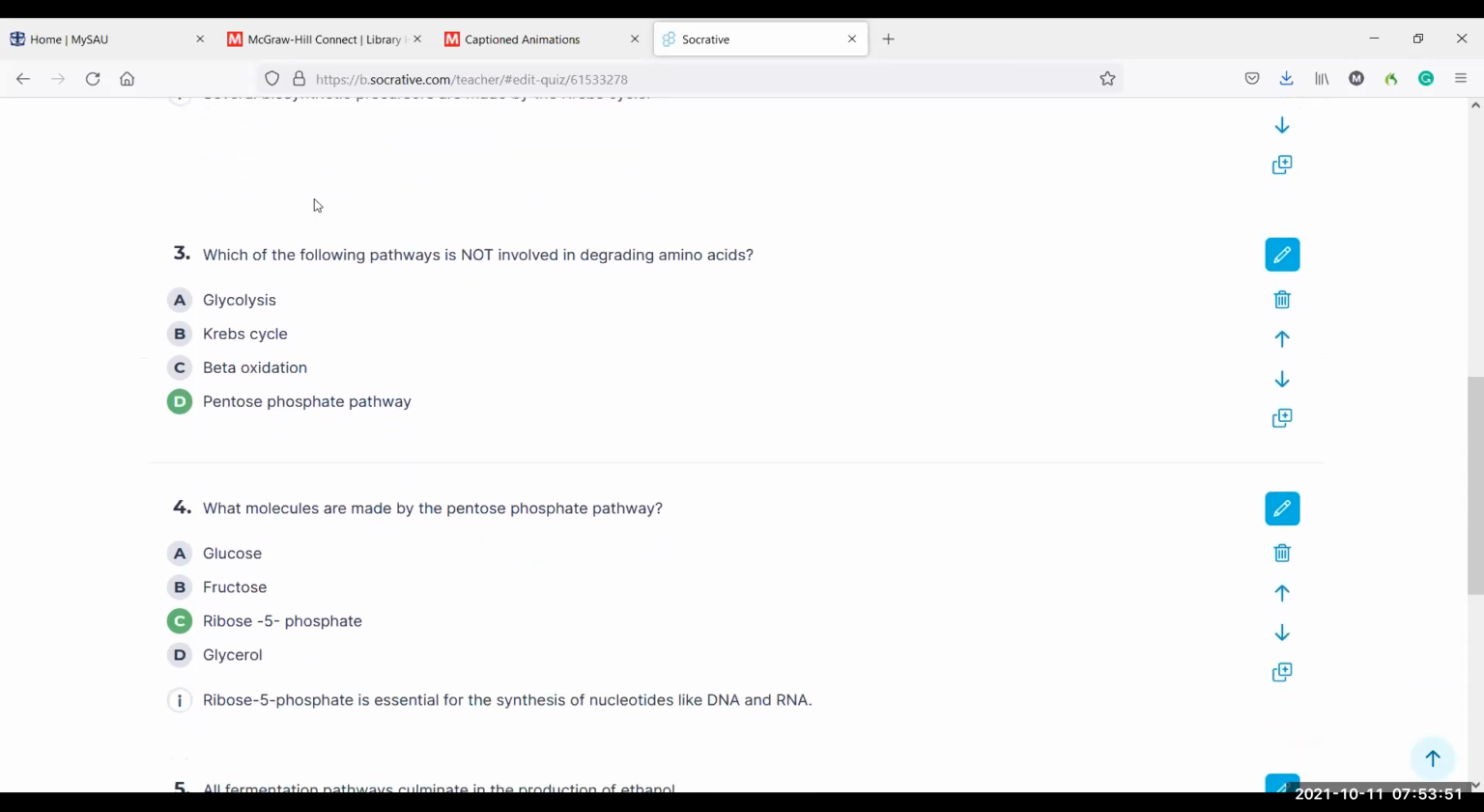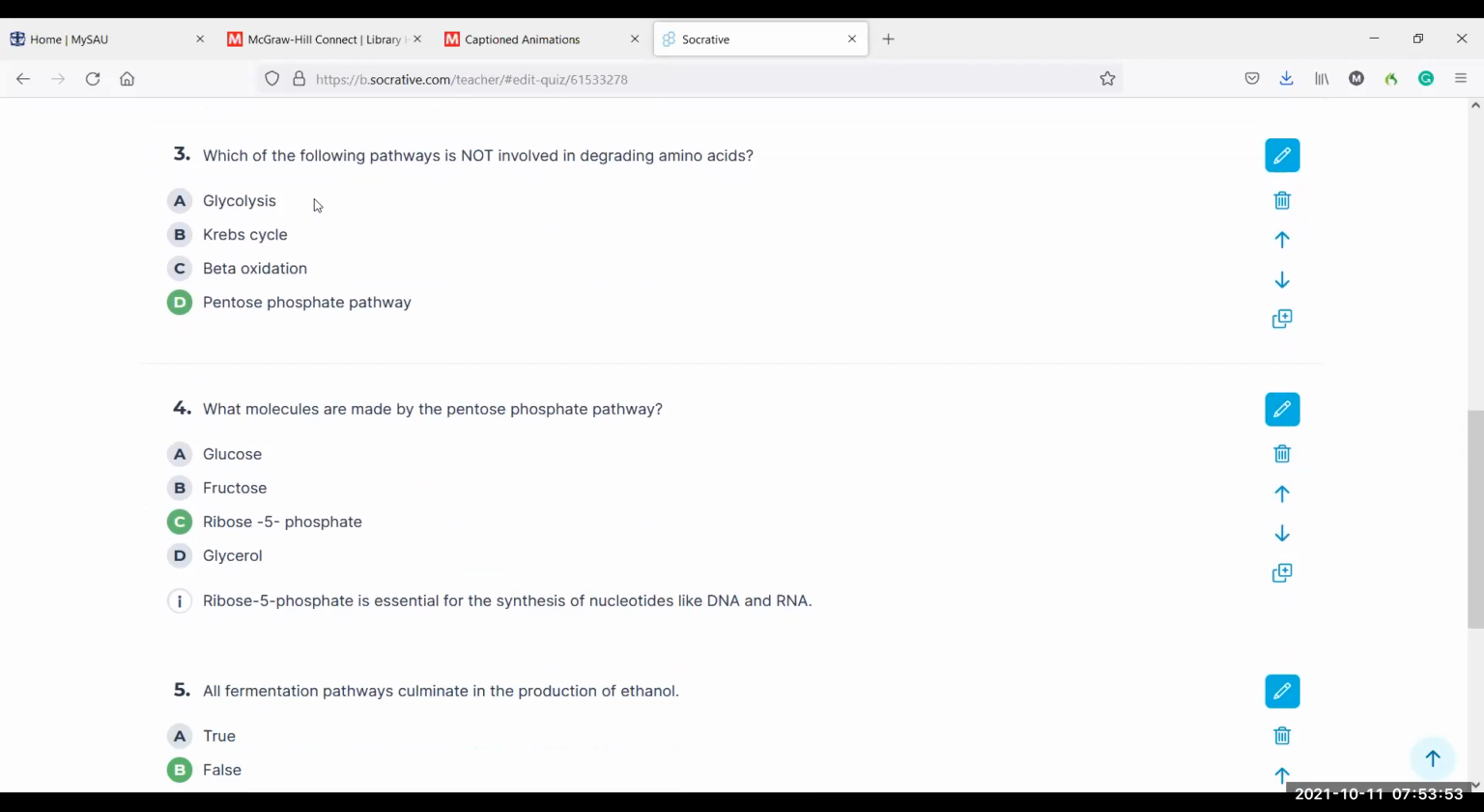Which of the following pathways is not involved in degrading amino acids? Glycolysis, yes, it is. Krebs cycle, yes, it is. Beta oxidation, yes. Branch chain amino acids. How many of you athletes have seen branch chain amino acid supplements? Comes as a white powder. BCAAs, they're sometimes called. Hannah, you've seen them?